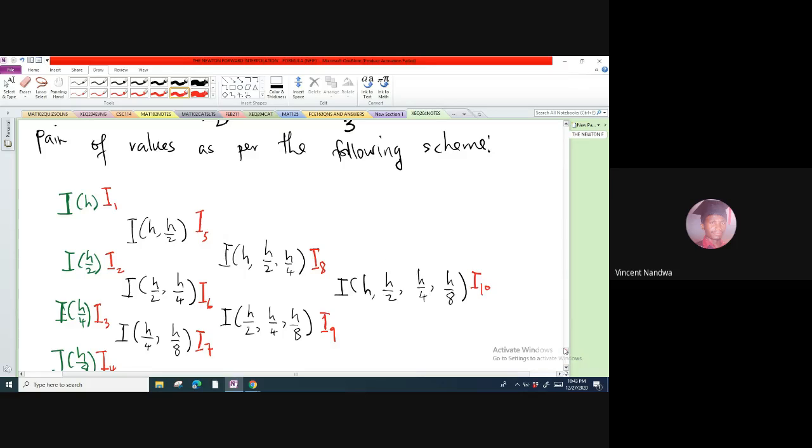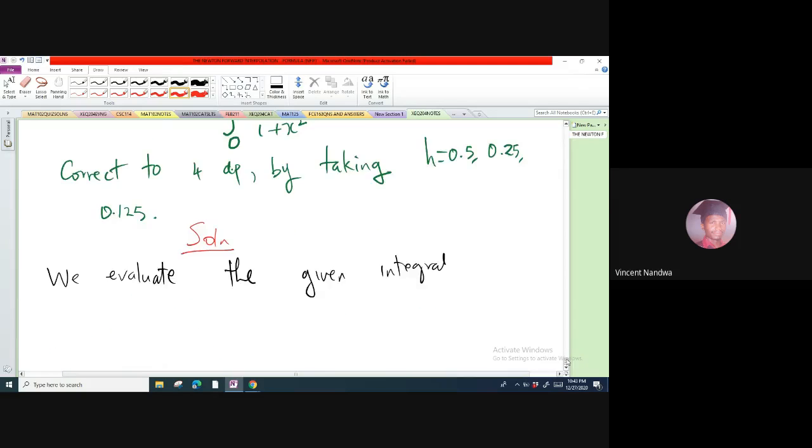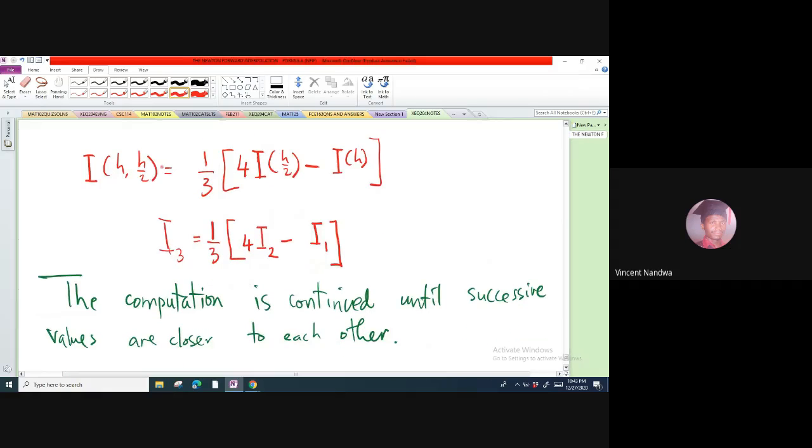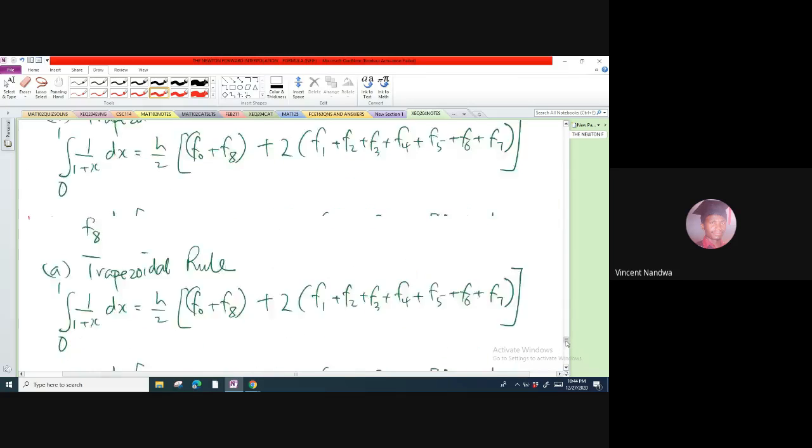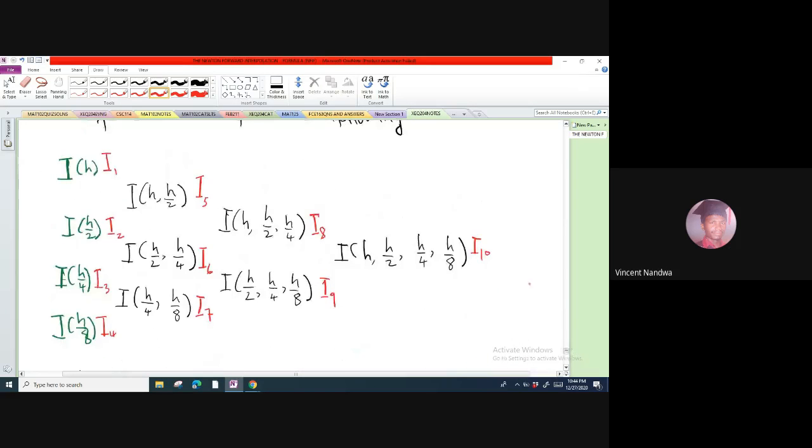So in this formula here, where we had this one, you can say this is I5, as we have labeled there. So I5 will be given by this. So the thing is that now, with this labeling, to define I5, it is the same as a third into 4I2 minus I1.